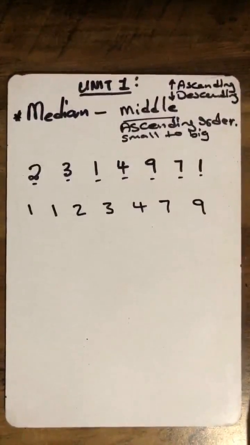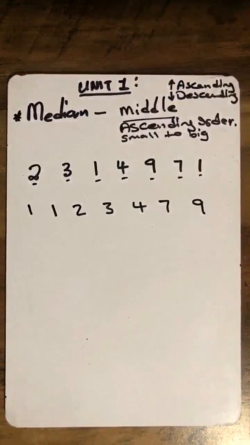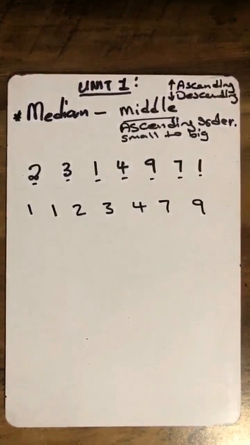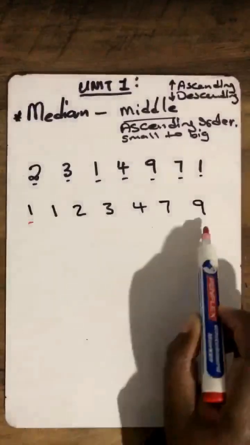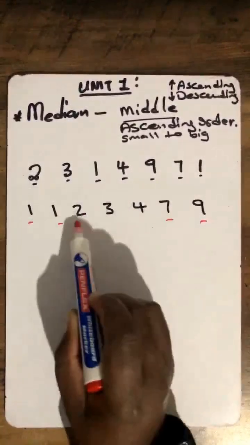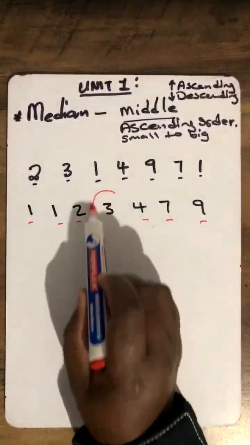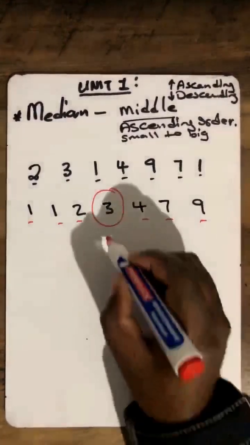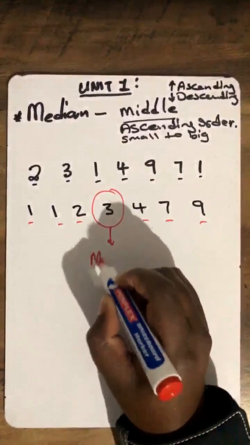So now let's check which one is going to be the middle value. We have a value there, value there, value there, value there, value there, value there. So can you see this one? It is the middle value. Therefore, this is what we call our median.